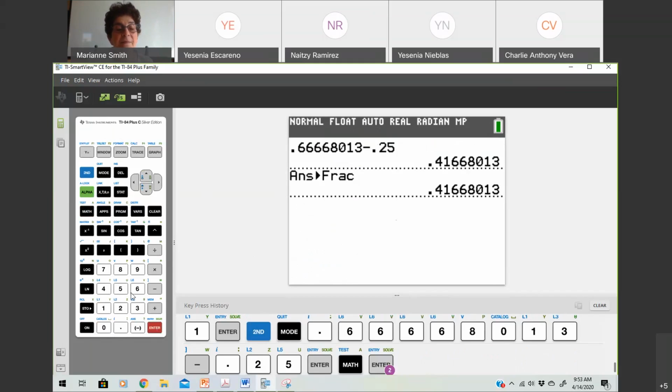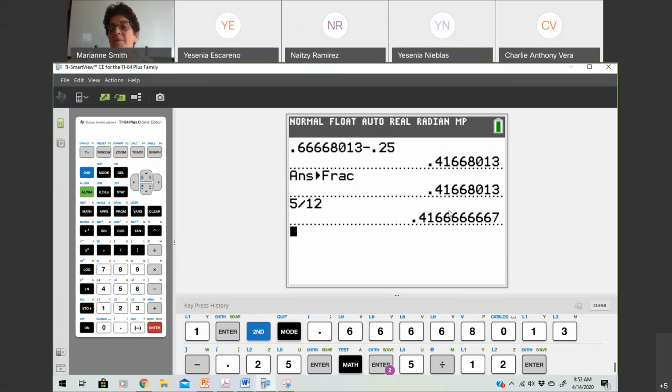Now my answer was what, 5/12? So let's see if 5/12 is close to this. Yeah, you can see it is pretty close. But now what you're seeing is a limitation of the calculator method. My exact answer, this is an exact answer, 5/12. This answer is close, but what happened was the calculator did some rounding.